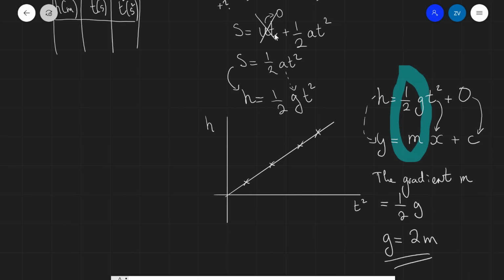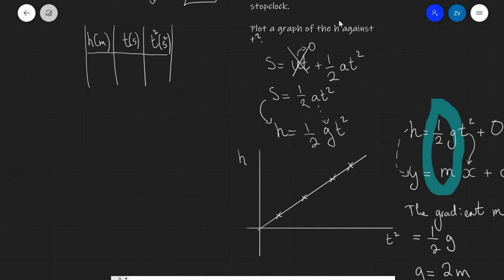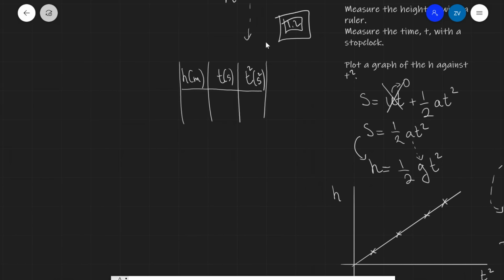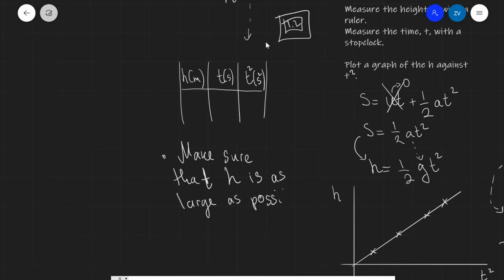Unfortunately, this method is particularly prone to error. The reason for that is we are timing manually, and the average human reaction time is around a quarter of a second. After that, we're squaring this, which means that our percentage uncertainty will get larger and larger. So in order to reduce our uncertainty, we can do two things. We can make sure that h, the height, is as large as possible. And once again, this is simply to reduce the percentage uncertainties.